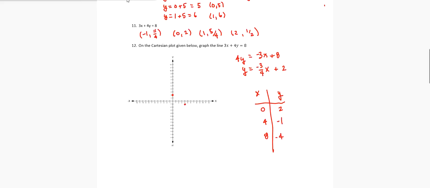And I found that mistake because I knew that if I put a point in the first quadrant, that was going to be wrong. So here we go. 8, minus 4 looks like about right there. So I have to hand draw a line here. So that's our line. You might have chosen different points than me, but make sure they satisfy this equation.